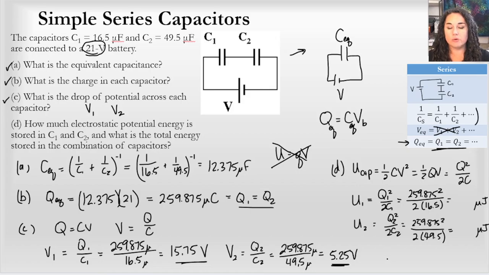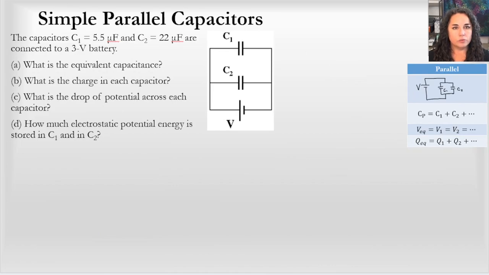And I'm going to note that for any circuit, it doesn't matter if it's series or parallel, if I want to find the total energy here, I'm just going to take U1 and add on U2. And then I can be done with that problem. Okay. Parallel one, we can do this pretty quick.